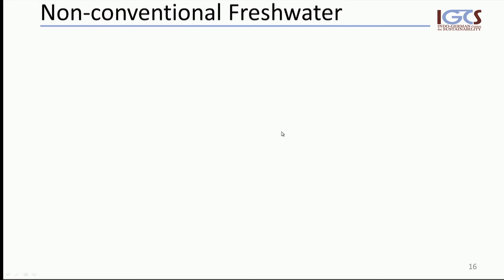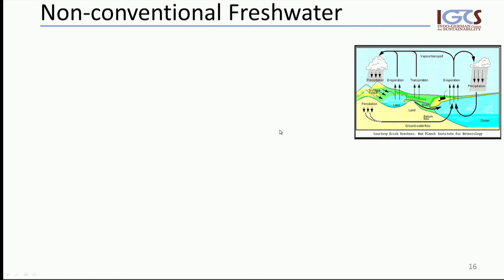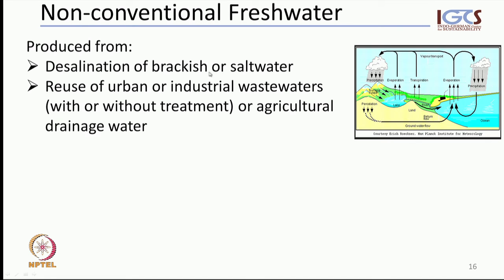Now, let's look at the non-conventional freshwater that I had listed before and look into this global water cycle again. What we mean by non-conventional freshwater is the water that comes out of desalination of salt water. We are essentially tapping our oceans for that purpose, and the reuse of urban and industrial wastewaters. This could be treated or not treated, and it includes agricultural drainage water wherever it's been collected.